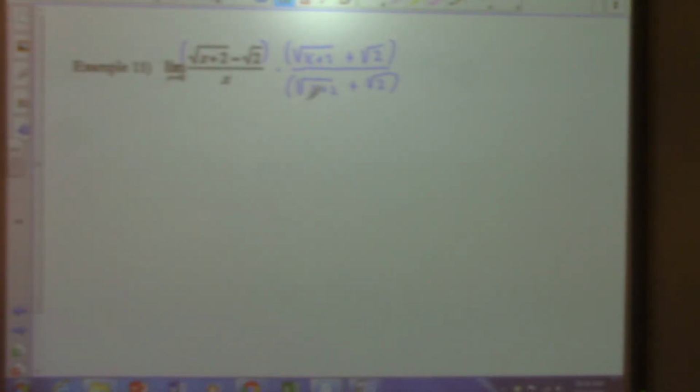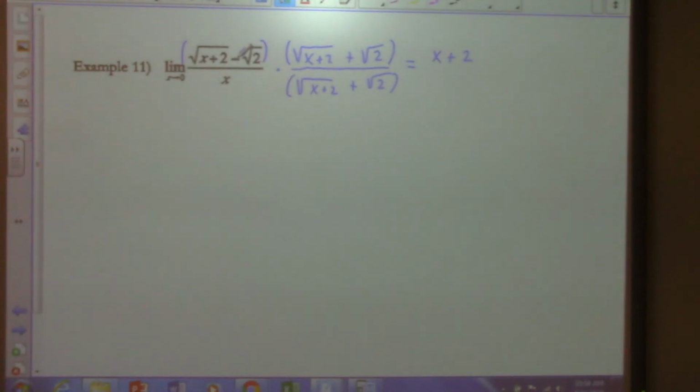Okay, so now we go ahead and we work this out. We get this times this equals x plus 2, right? And then we have negative square root of 2 times square root of x plus 2, right?